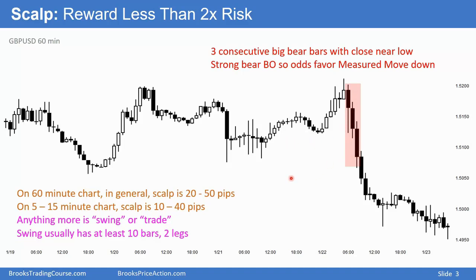3 consecutive big bear bars closing near their lows, strong bear breakout, good context. The odds are high that you're going to get at least a measured move down. High odds mean at least 60% chance that you'll get a measured move down. It's reasonable to sell that close, putting a stop above the top of the bear leg or above the top of this 3-bar sell climax, and you take profits down here. This is 90 pips below your entry price, and therefore it's a swing trade, or you could simply call it a trade. Also, it lasted more than 10 bars, and it had at least 2 legs, 1 pullback 2.